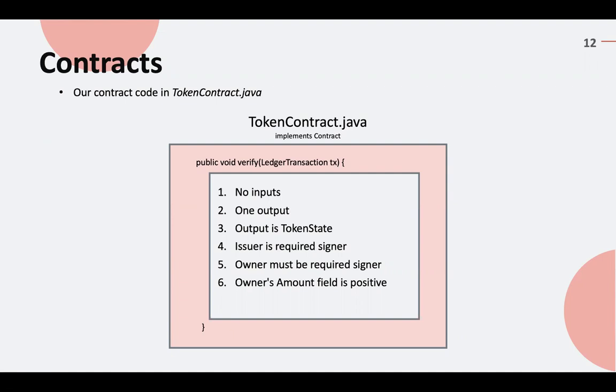And what else do we know about amounts? Amounts are usually positive in the case of a token. You can't have a negative amount of quarters as a good example of that.